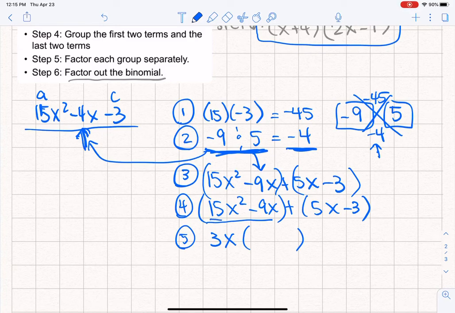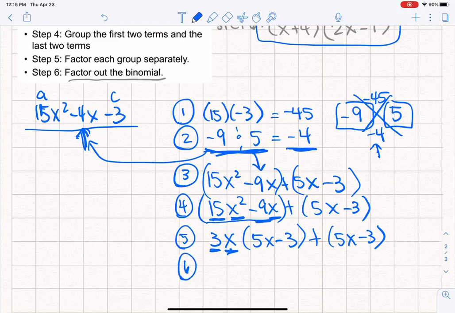All right, so I'm going to divide. What's 15 divided by 3? Well, that's 5. I have two x's, and I take out one of them. I still have one x left. Negative 9 divided by 3 is just negative 3. I have one x, and I take away an x, so I don't have any x's left if I factor it out. And this, I can't factor anything out. They're all prime numbers. All right, so now it says step 6 to factor out the binomial.